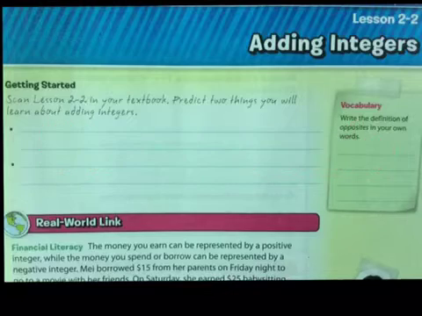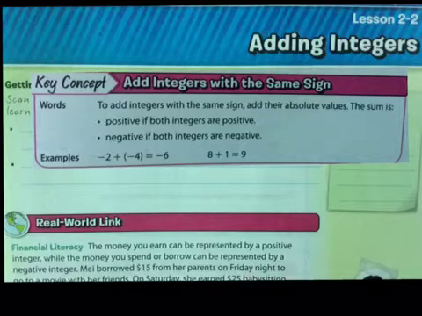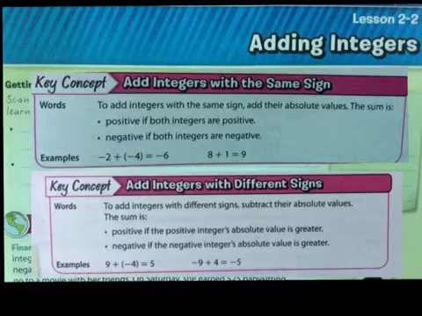Let's get started. As always, we start by scanning the lesson and predicting two things you will learn about adding integers. When I look at the textbook, the first key concept that I see is adding integers of the same sign. So we have a negative plus a negative, or a positive plus a positive. The second key concept is adding integers with different signs. So we have a positive plus a negative, or a negative plus a positive. These are the key concepts. This is what we will be looking at.